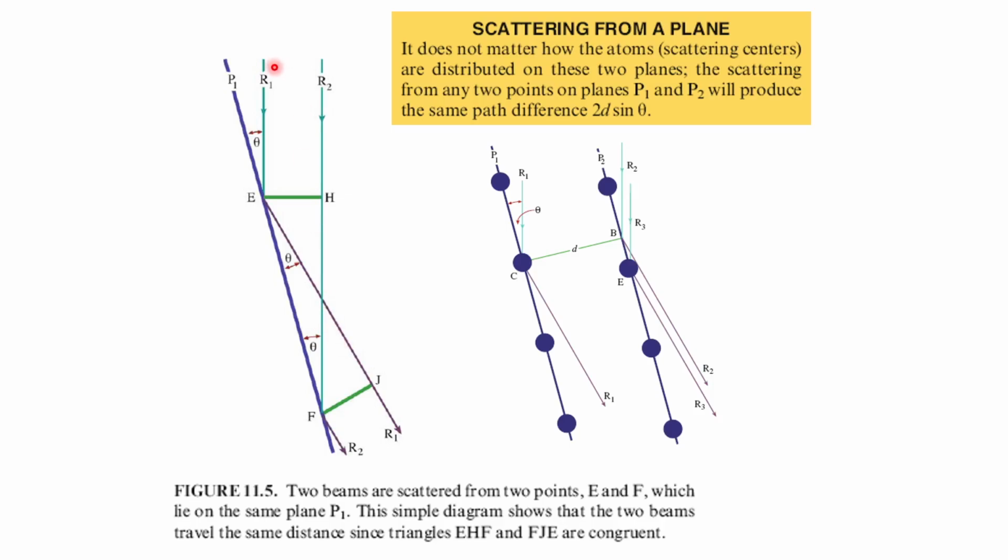then you can see that your R1 radiation comes and scatters from point E and goes as EJ, and your R2 beam will come and strike at atom F and it will go as FR2. So now you can see that these two radiations are traveling a similar distance only. There is no distance difference between R1 and R2 if they are being scattered from different atoms of the single plane. But if the atoms are present in two different planes, then only there will be a path difference.